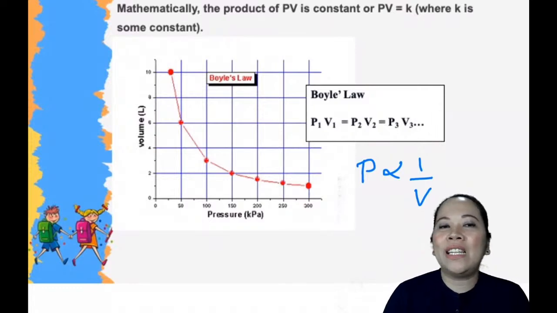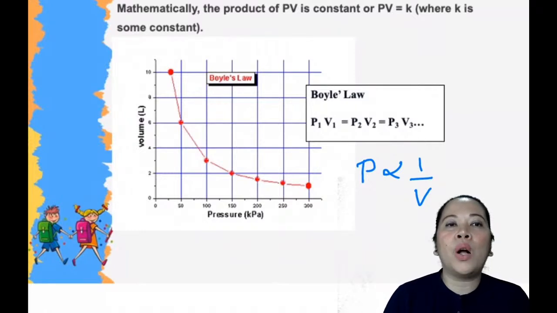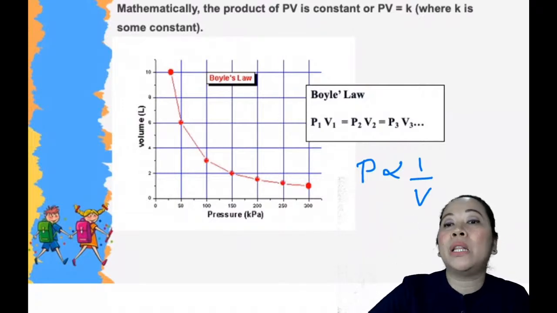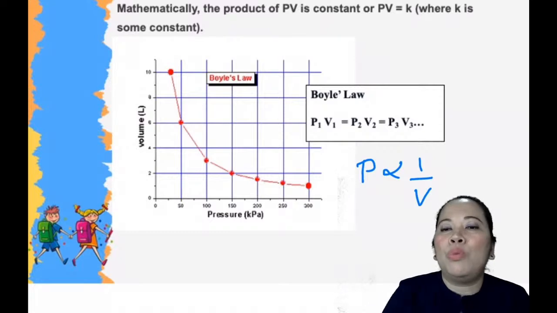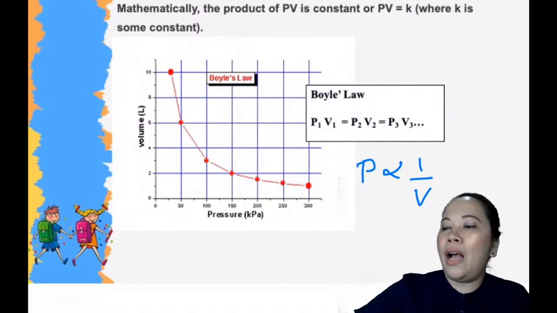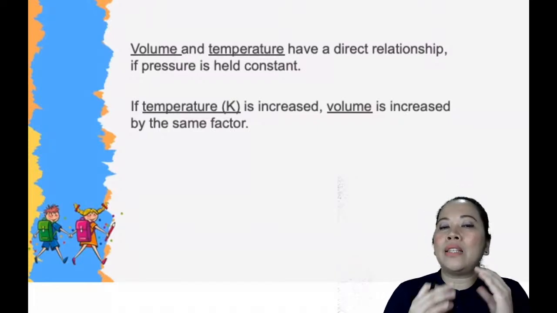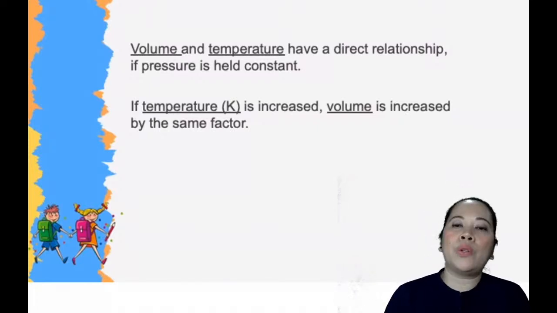Yeah, so Boyle's law is pressure increases, volume decreases. Just imagine when you put pressure on your balloon, the volume will decrease as you increase the pressure. That is the relationship. Now for volume and temperature, there is a direct relationship. As temperature increases, the volume will also increase.